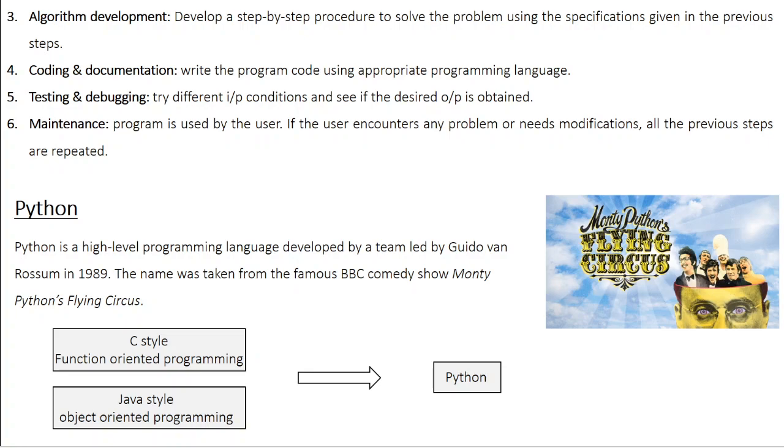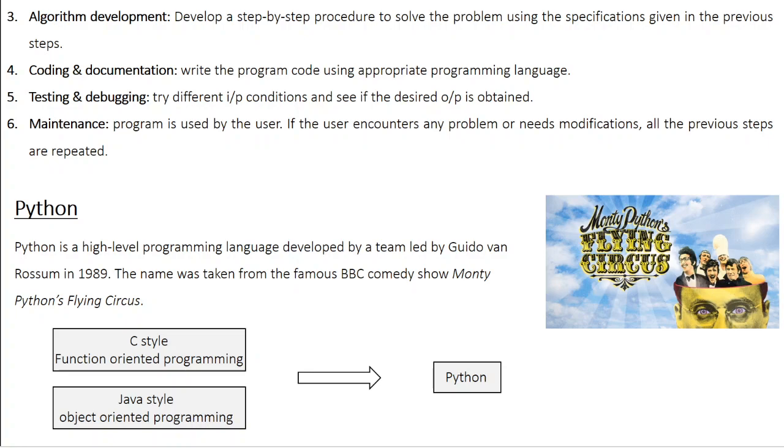And the final step is maintenance. Here the program is released to the user, so the user uses it. In case the user encounters any problem or needs some modification, then all the previous steps will be repeated. So these are some of the general aspects of programming.